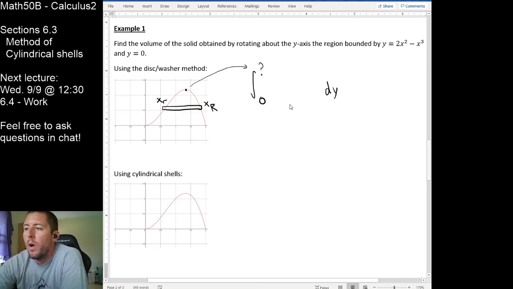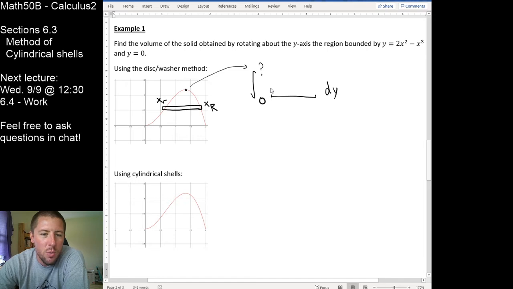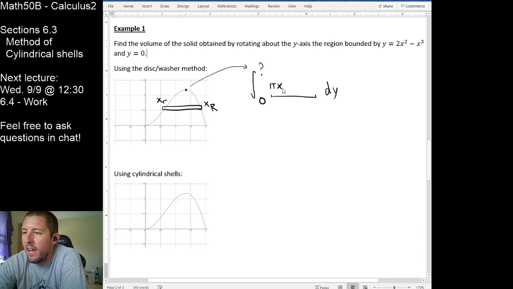So what I need here is some expressions in terms of y. Like this has to be some pi r squared, but here's my real issue. This is like pi x sub capital R squared minus pi x sub lowercase r squared right there. But here's really my big issue. Can you solve this for x? Because I cannot. This is a cubic.